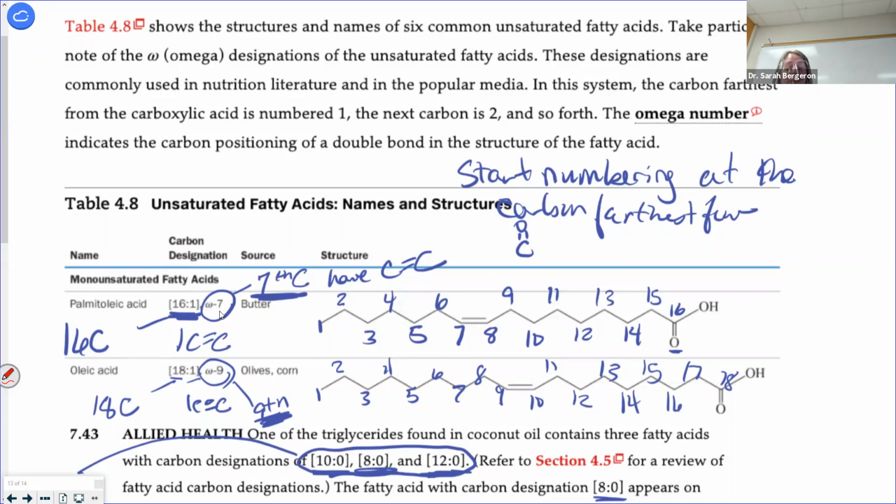So the only thing with numbering is that you always find your carbonyl carbon and start numbering at the carbon that's farthest away. So then we go 1, 2, 3, 4, 5, 6, 7. An omega-7 would have a carbon-carbon double bond that starts between 7 and 8. But it's a 16:1, which means it has 16 carbons, and only one of those bonds is a double bond.